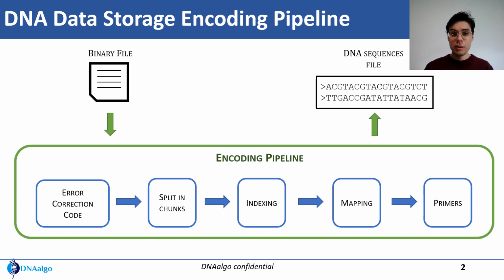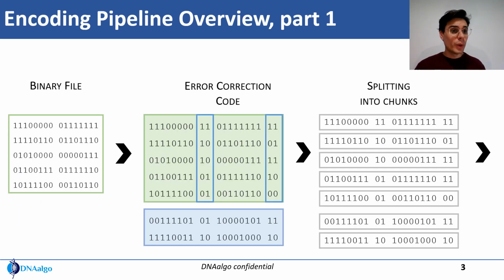As you can see in the scheme, the minimal steps necessary to encode binary data into DNA are the application of an error correction code, the division of data into smaller chunks, the application of an index to each chunk, the mapping from the binary domain to the DNA domain, and the assignment of a primer to each DNA sequence. Now we will slightly focus on the role of each step in the encoding pipeline.